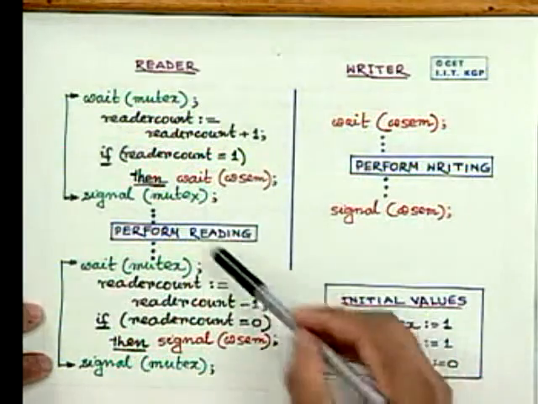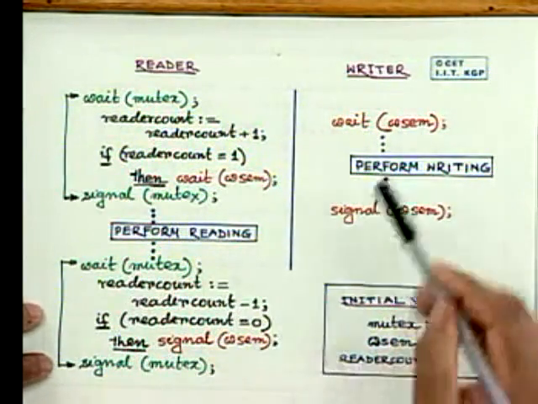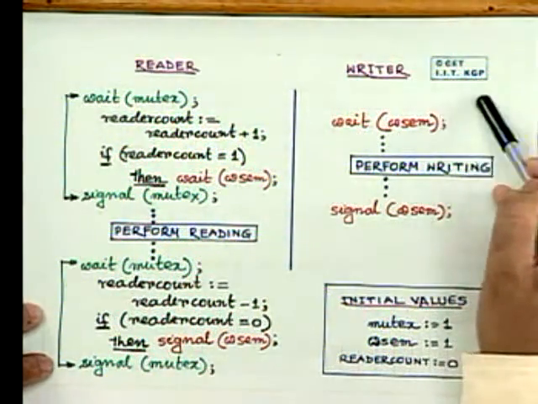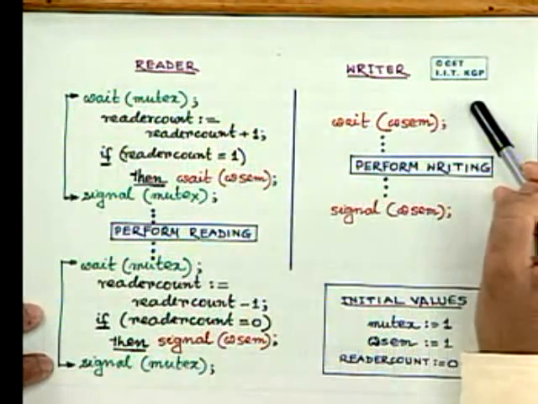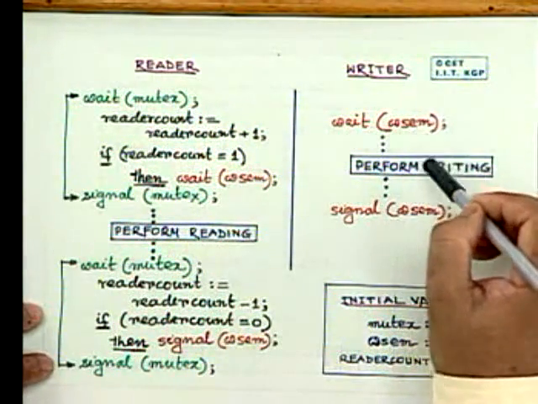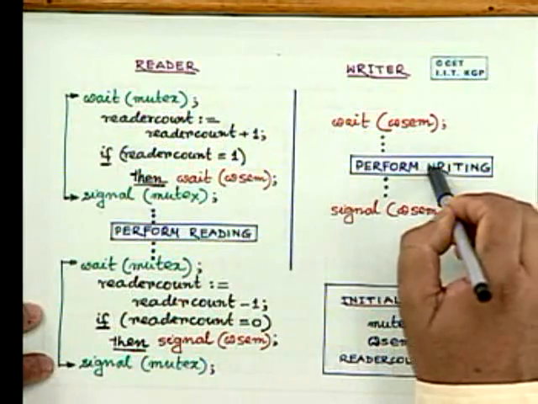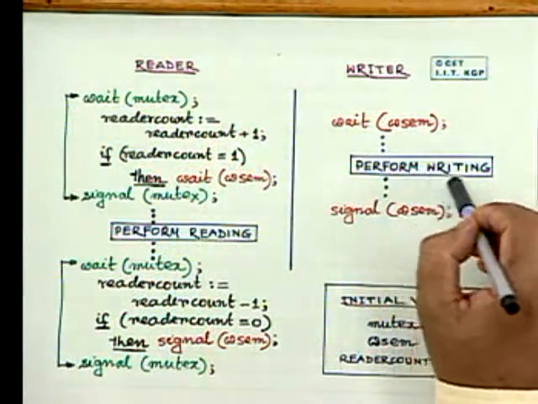Now, as the last reader signals WSEM, any writer that is waiting here, okay, can enter its critical section and start writing, perform writing.